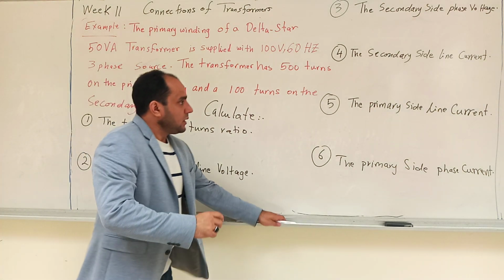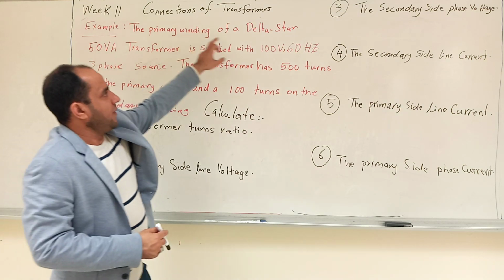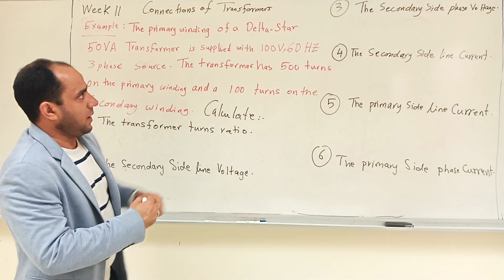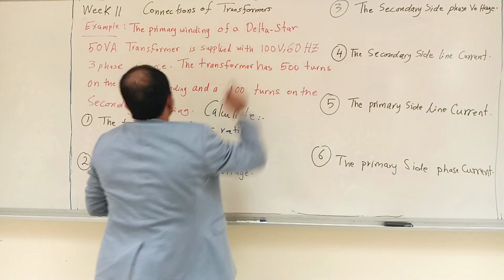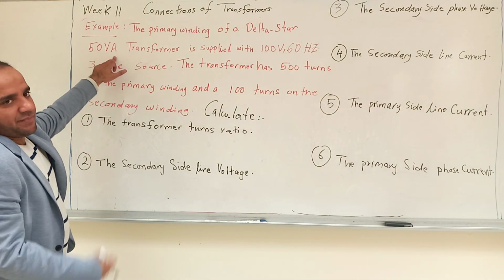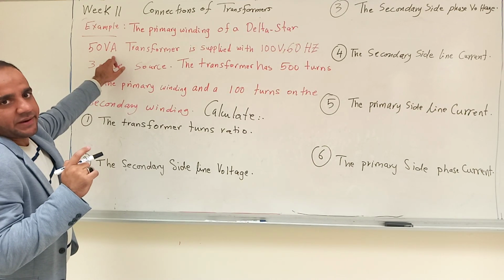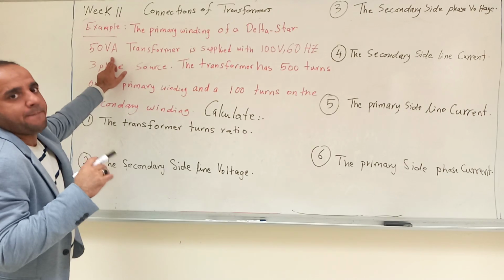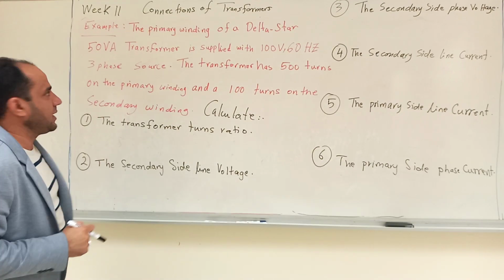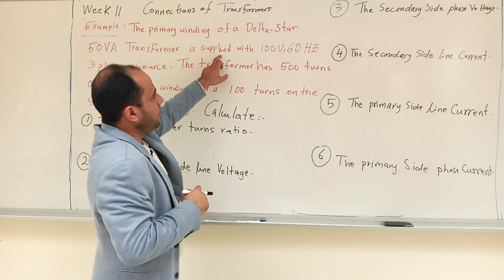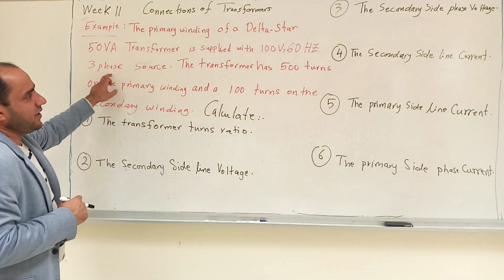Okay, this one example. The primary winding of a delta star, so our transformer connection is delta star. Primary is delta, secondary is star. 50 volt ampere, that's the rated apparent power. Remember, volt ampere is the magnitude of the apparent or complex power, S, capital S. The transformer is supplied with a 100 volt, 60 hertz three-phase source.